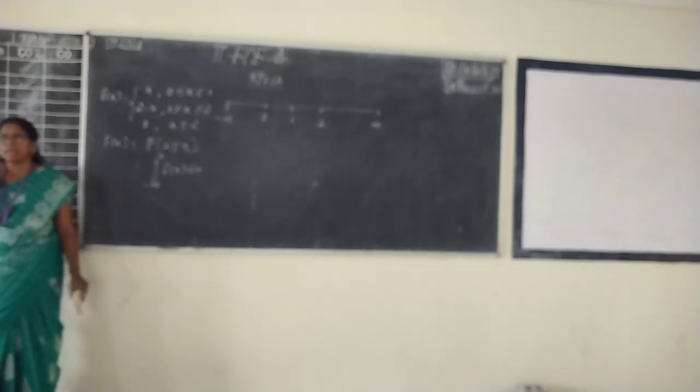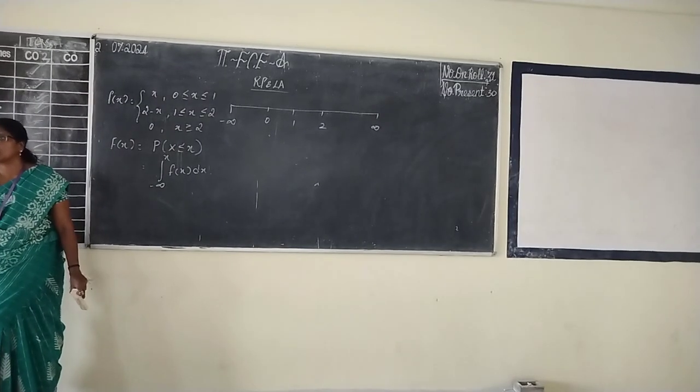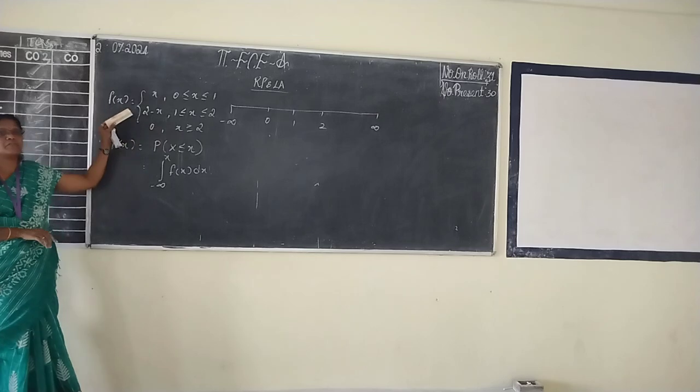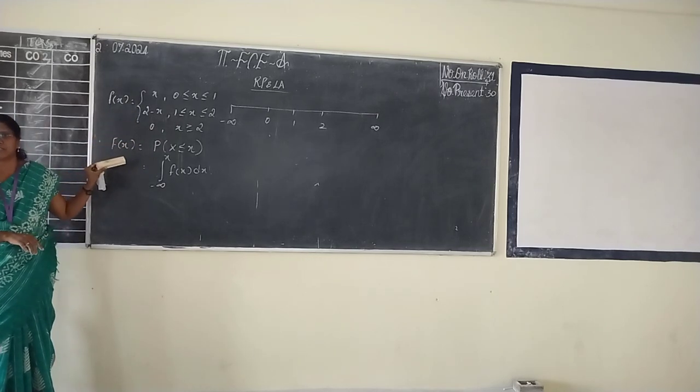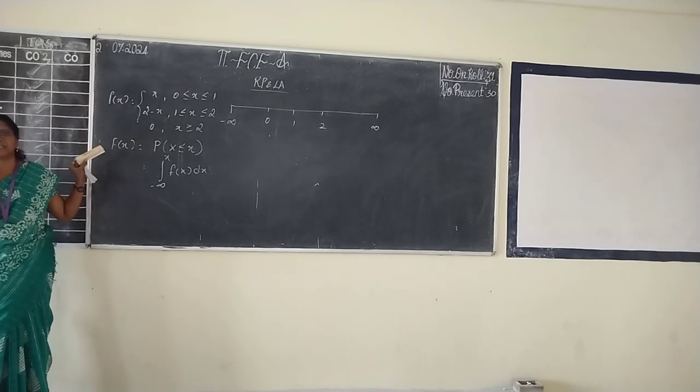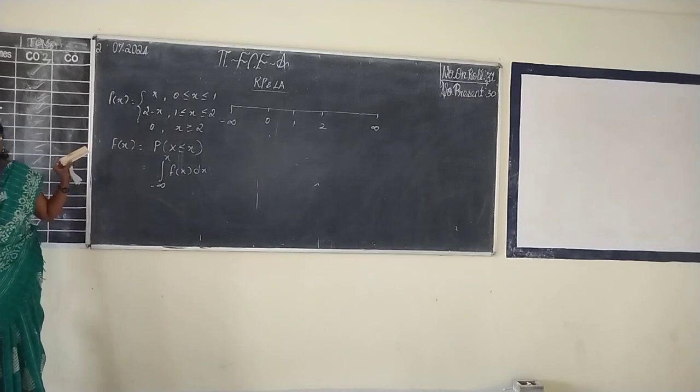In the previous problem we did not split, but here we split. Because there it is defined as only one f of x, so no splitting was necessary. But here it is defined in 3 different regions. So we are splitting and doing the discussion for each interval separately.